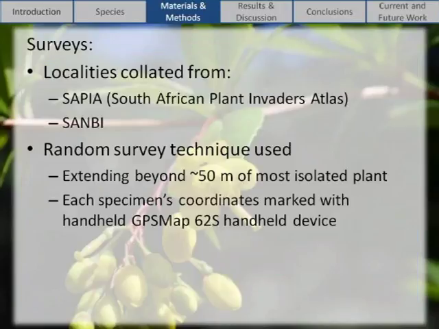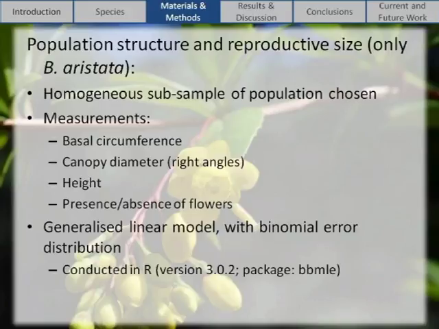So for my materials and methods, I conducted surveys for which I got the localities from SAPIA and from SANBI. I used a survey technique which extended beyond 50 meters of the most isolated plant, and I GPSed every specimen. Population structure and reproductive size: this I only did for Berberis aristata as of yet, because I initially only surveyed Berberis julianae by GPSing them. So I'm waiting for the flower season this year, and I'm going to do exactly the same for that.